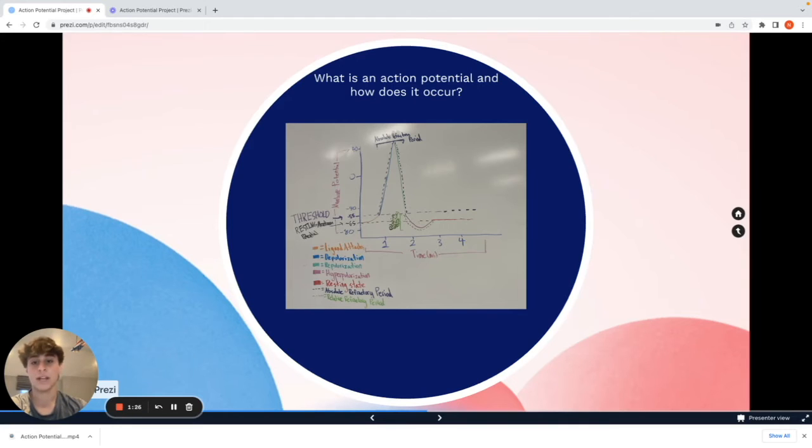It becomes more negative. At a certain point, too much potassium is leaving the axon, which causes the membrane to dip below the initial resting membrane potential. This phase is called hyperpolarization, in which the axon is in its relative refractory period. Subsequently, the sodium channels are ready to open again.